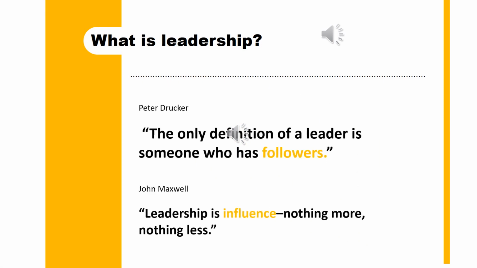What is leadership? Try to write your own definition of leadership. What do you know about leadership? In a few words or sentences. You can write your definition in English and try to underline the key words and translate them into English.